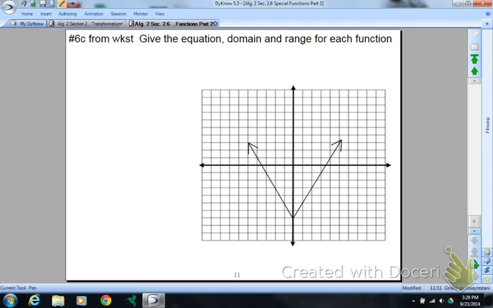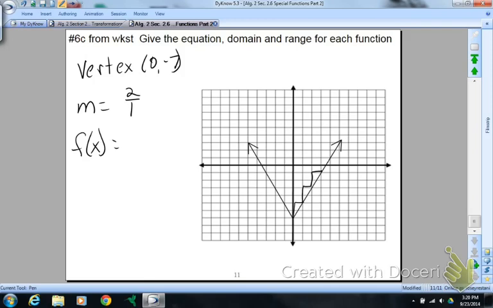Try this one. The vertex is at 0, -7, and your slope is 2 over 1, correct? Now, the shifting goes down, so does it go inside the absolute value or outside? Outside. The slope, you could write it in front of the absolute value, and then -7, or you could write f of x is equal to absolute value of 2x and then -7. Either one would work. And that is the end of section 2.6.